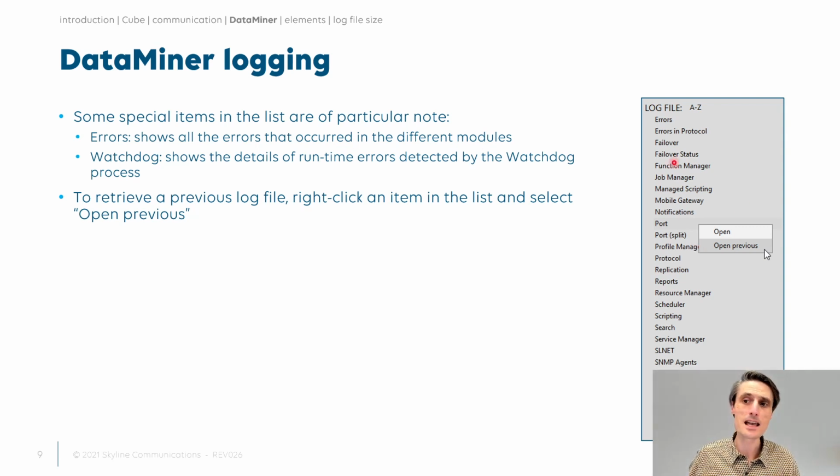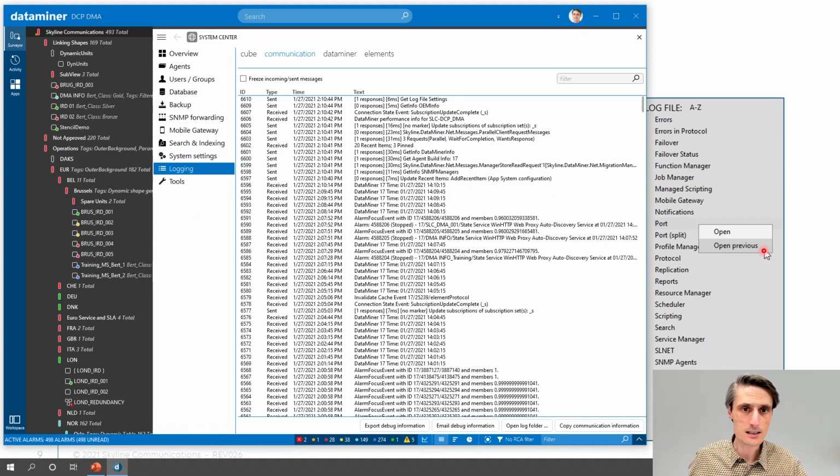And also note that when you restart a DataMiner agent, every log file is starting all over with a brand new one. If you want to go back to the previous one, from the previous runtime before the restart of your DataMiner agent, you can always right click and say open previous. Then you basically load the one from the previous runtime before the last restart. Let's take a look at that.